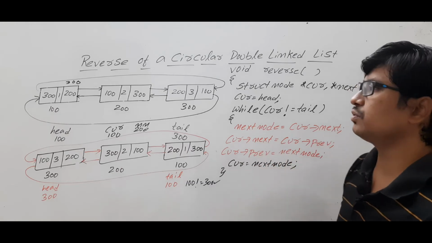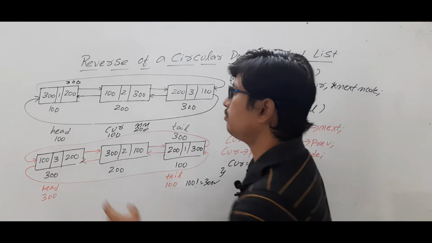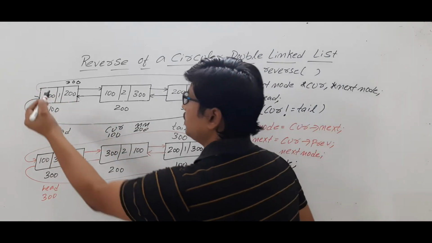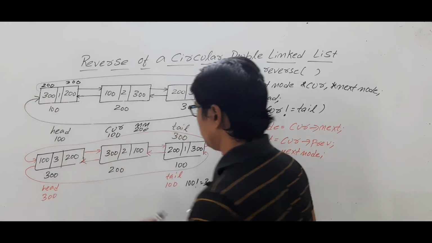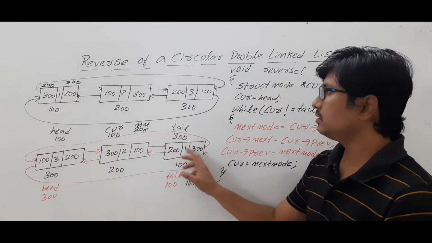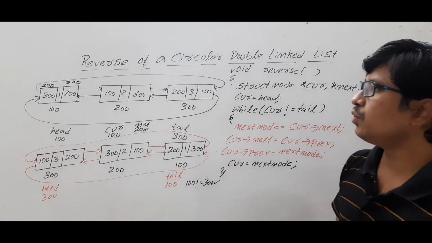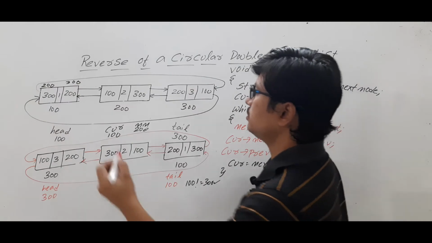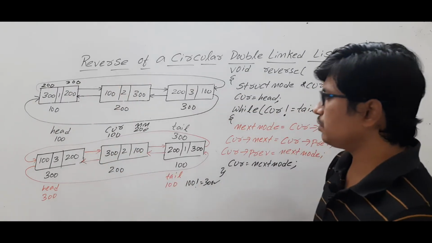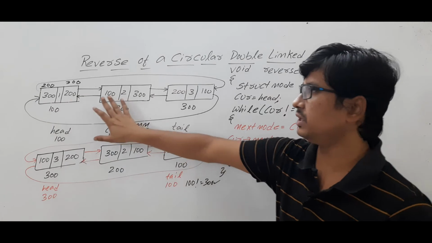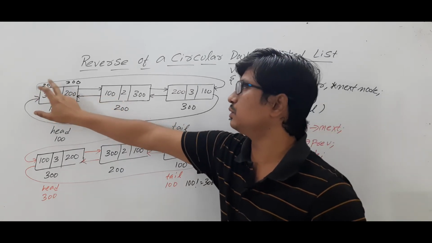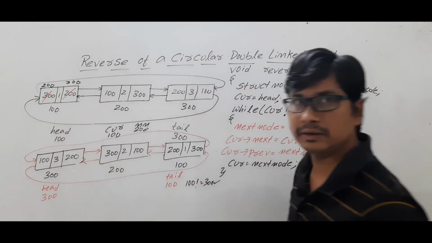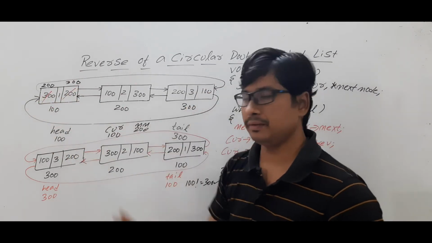Then what you are doing? Current of previous is equal to next node. Current of previous, this one, is equal to next node. What is the next node having? 200. These two we want to exchange. We are done. Is it clear? Then what will happen? Here you are having the address 300. Just make sure that you have here 200 and you have 300. Previously you had 300 here and you had 200. Those two are swapped. Is it clear?